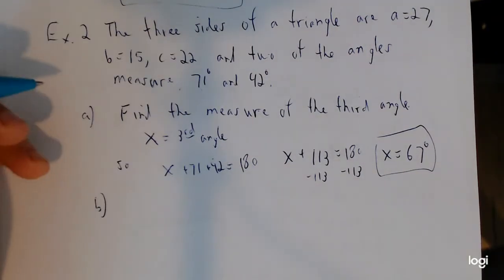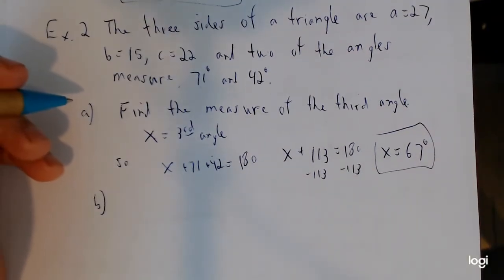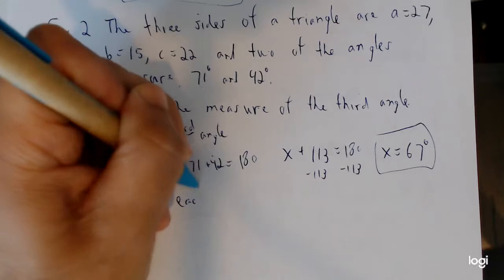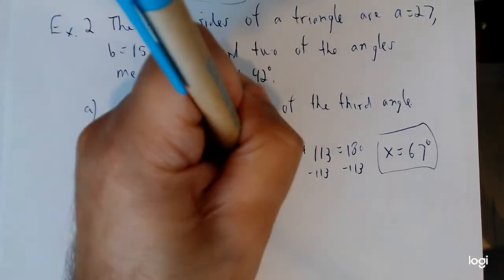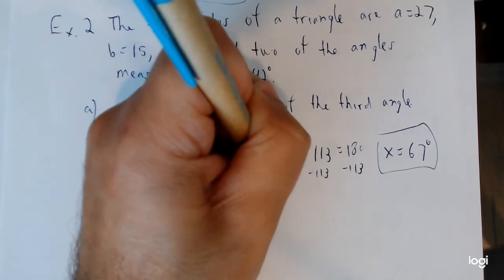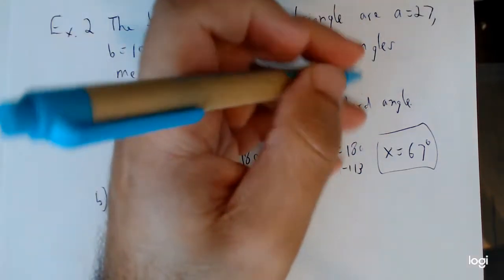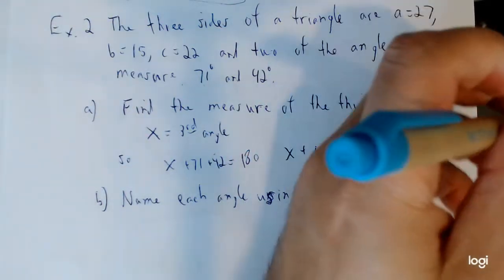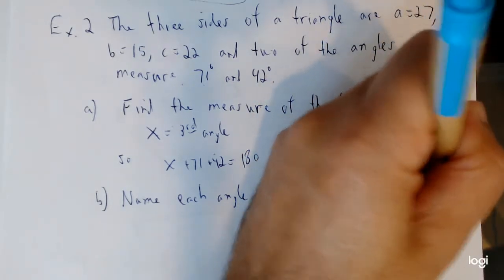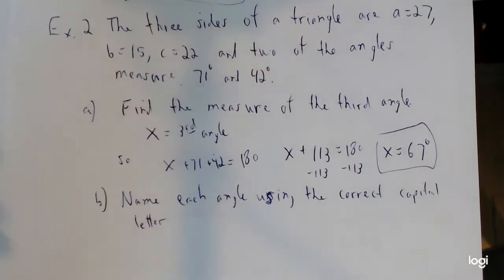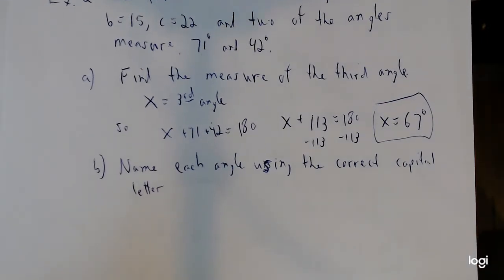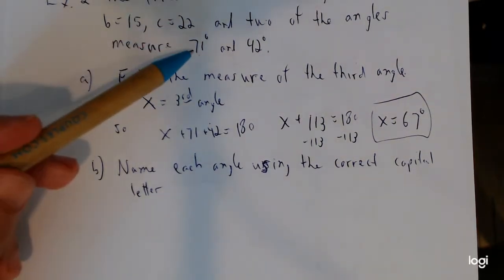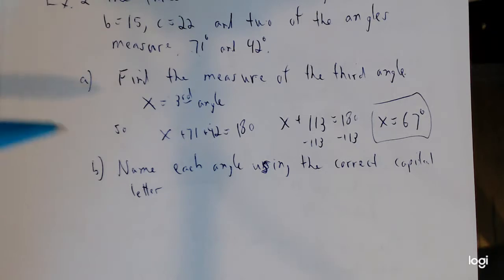So what's part B saying? Name each angle using the correct capital letters. Okay, so this is important, right? Because here's what we know. Remember what we just talked about. The largest angle should have the largest side opposite to it. So here's what we know.